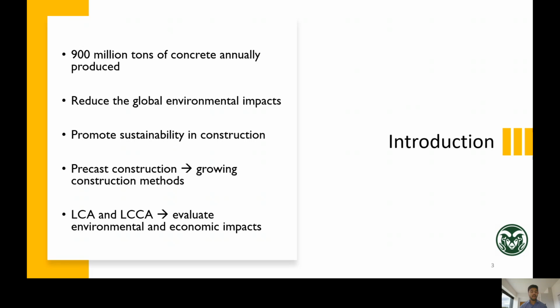Over a period of time, two methods have risen rapidly for evaluating the life cycle environmental and economic impacts. Those are LCA, life cycle assessment, and LCCA, life cycle cost analysis. This research will be using these two methods to formulate a framework which can be applied to different building systems.